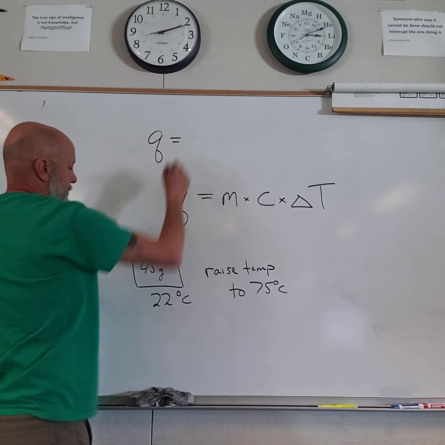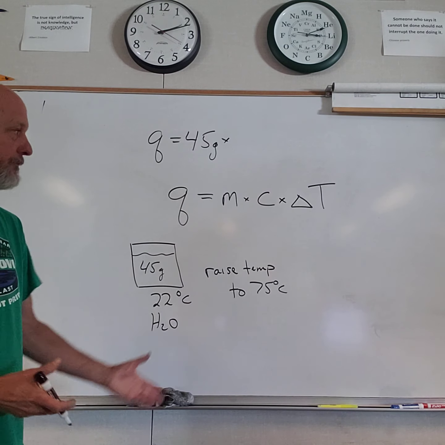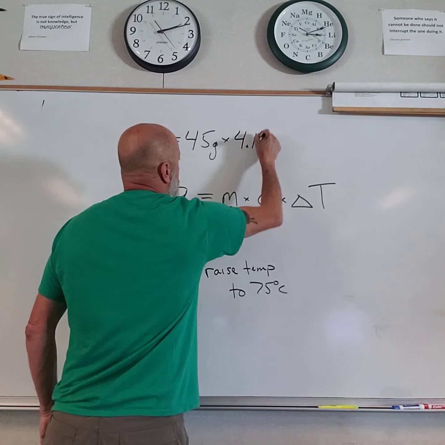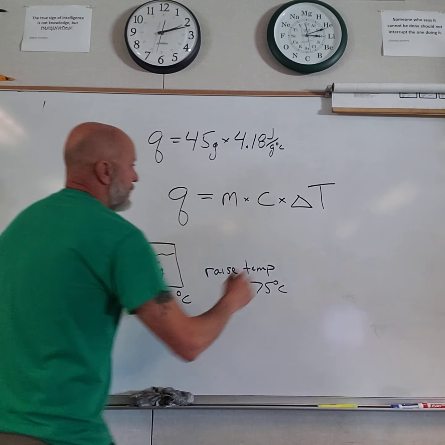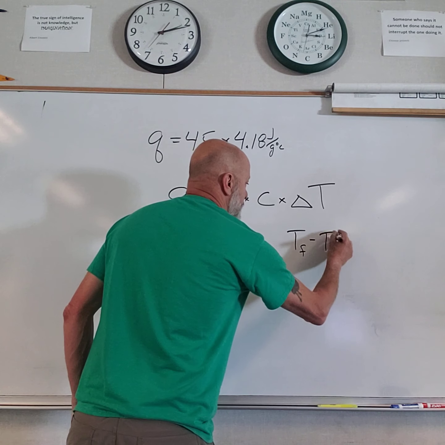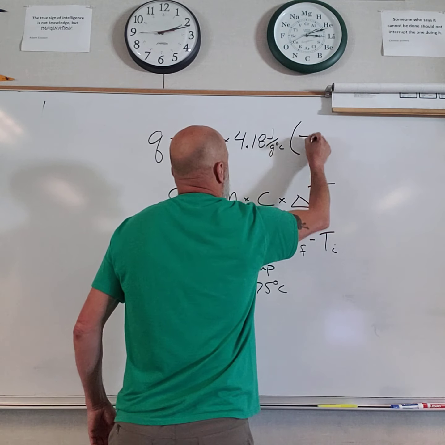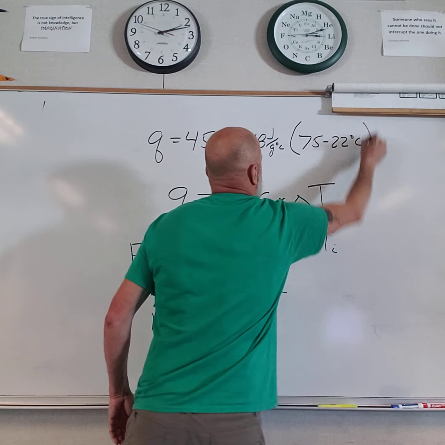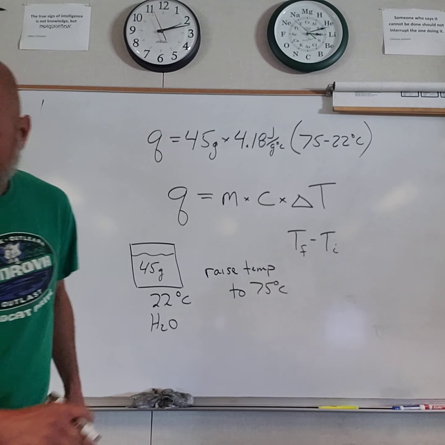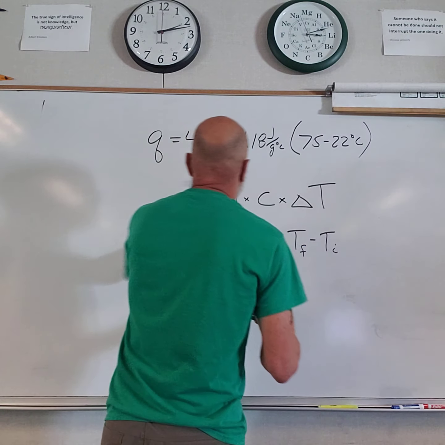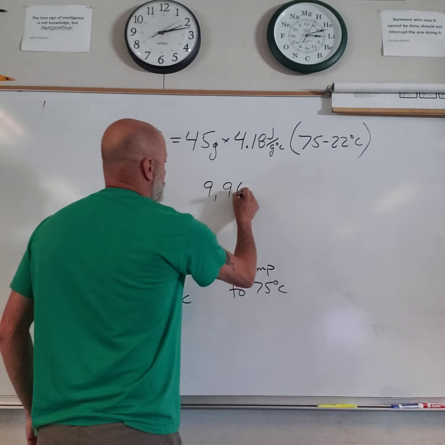The energy needed, my mass of water is 45 grams. And I did specify that it's water, right? Because if it's not water, it's going to be something different. For water, it takes 4.18 joules per gram degree C to heat that water up, to change the temp or cool it down. My change in temperature, we would usually write T final minus T initial, so subtract my starting point from my final. Now I've calculated all that out, and I got 9,900 and 69.3.